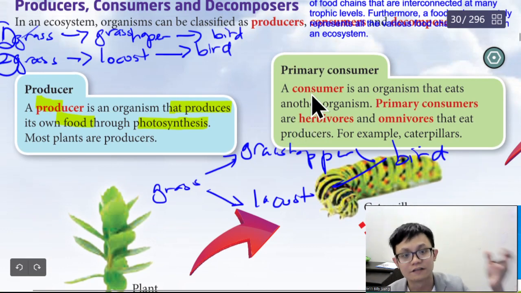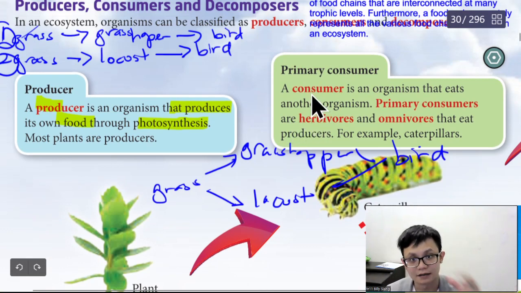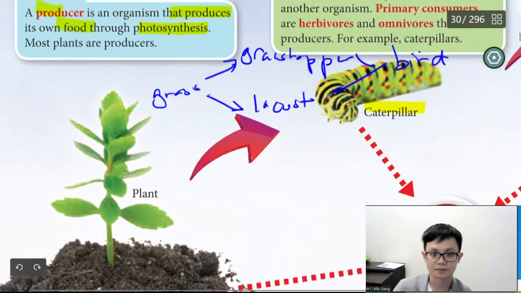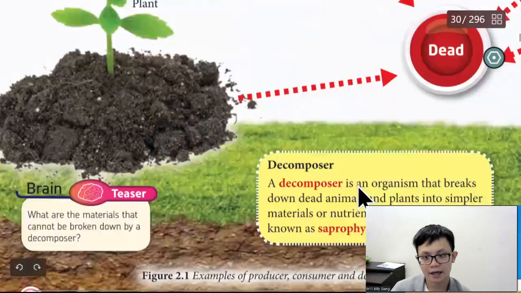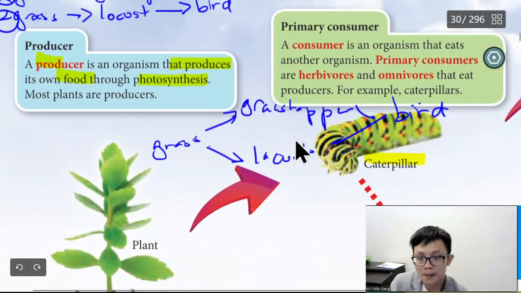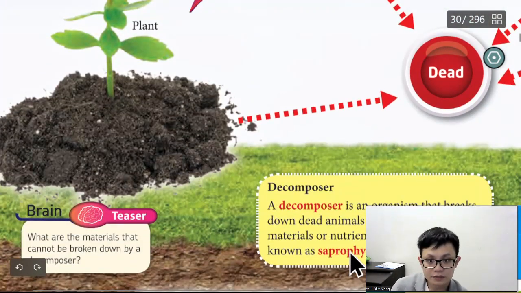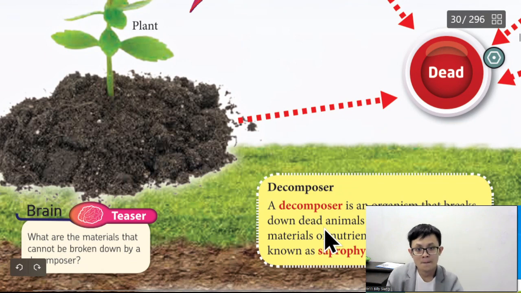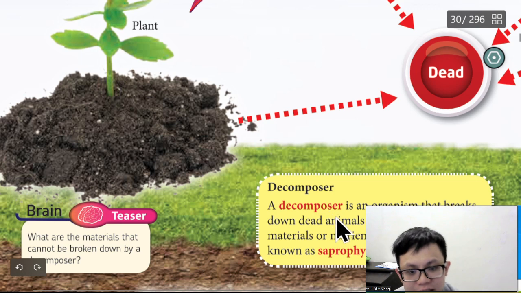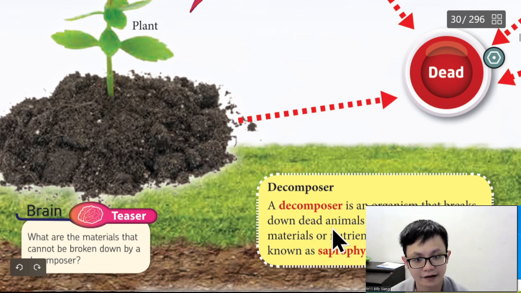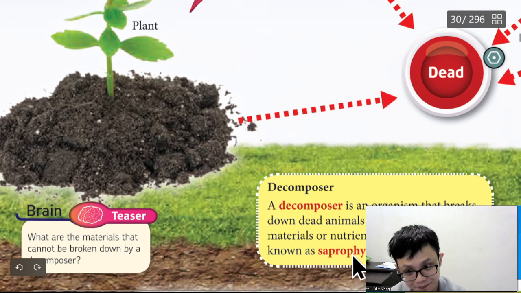Primary consumer is the first one that eats the producer. So here they use a caterpillar. And from plant, decomposer. A decomposer is an organism that breaks down the dead animal and plant into simpler material or nutrient. This reaction is known as decomposition.